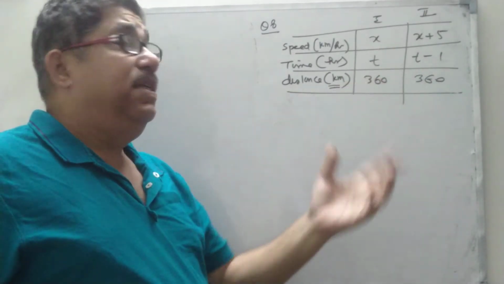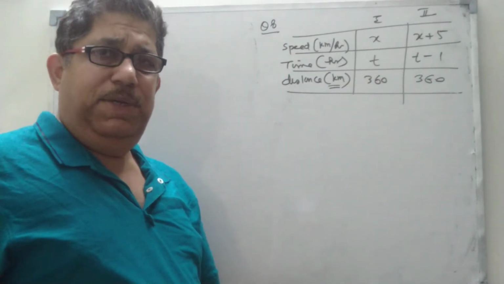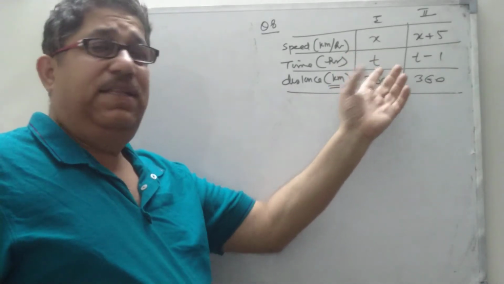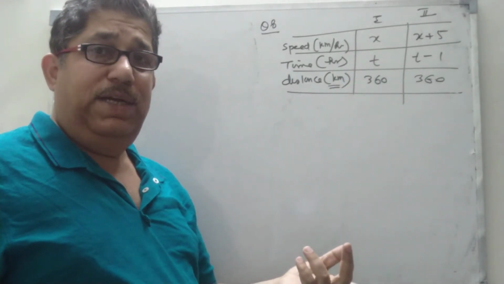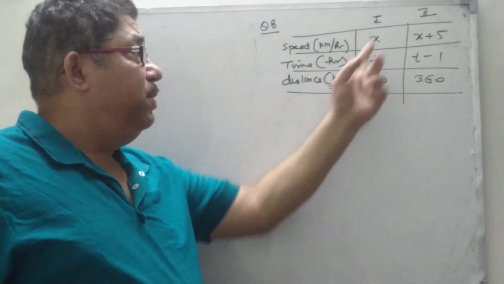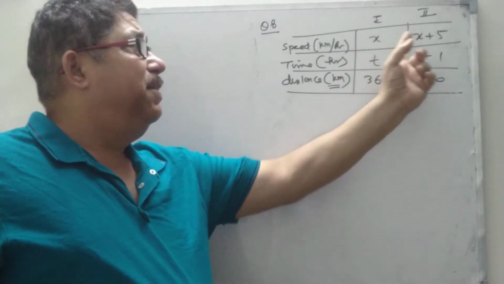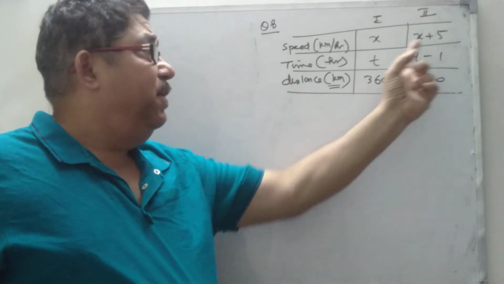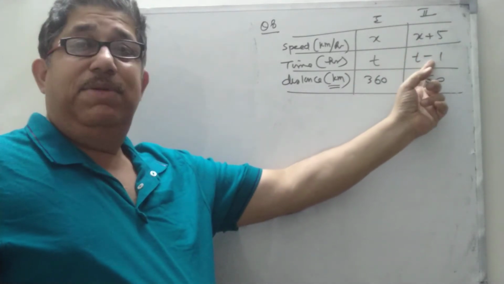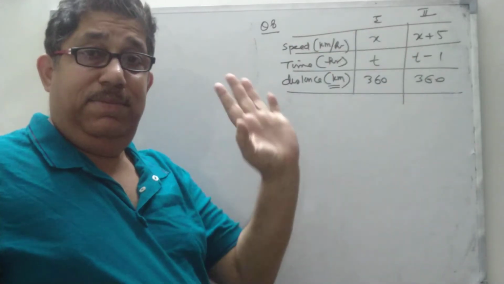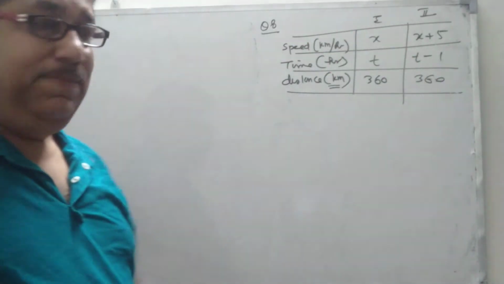Then it says a certain speed. So I don't know what that speed is, so I took that speed as x, and therefore naturally there's time also, so I took that time as t. This you will have to do every time you do a question on speed and time. So if the speed is increased by 5, so x plus 5, then the time reduces by 1, t becomes t minus 1. See, this is how I got the table.